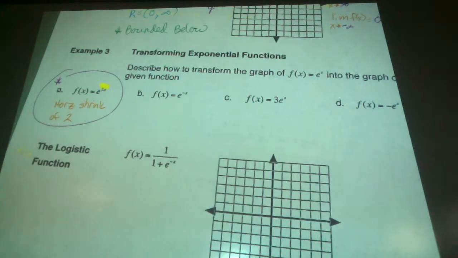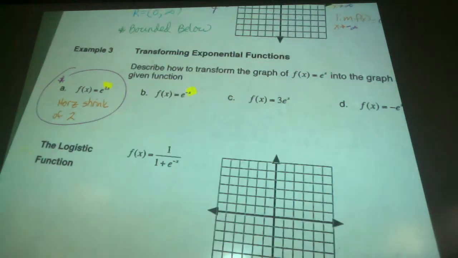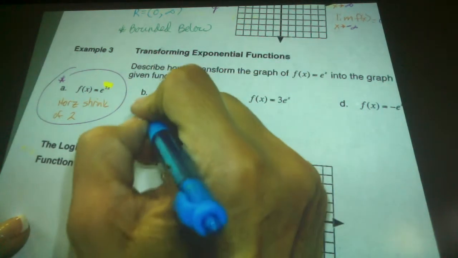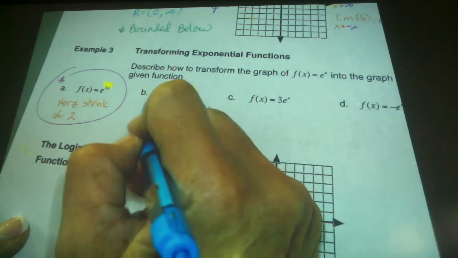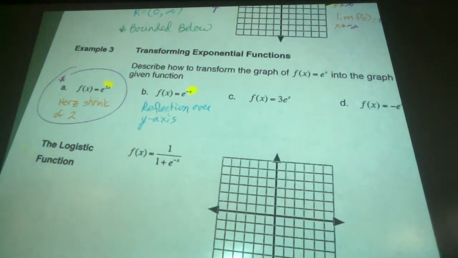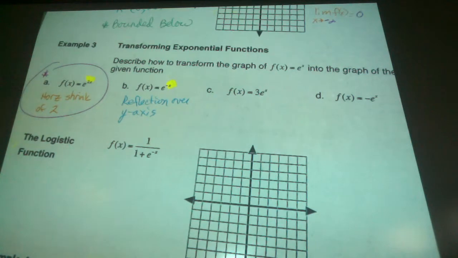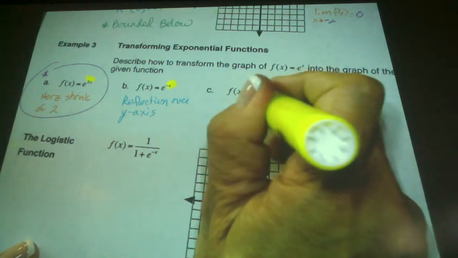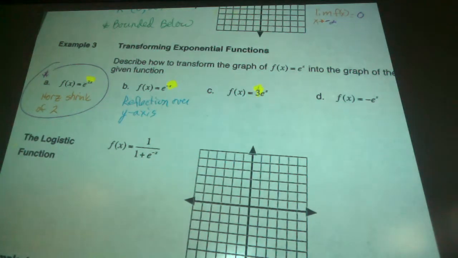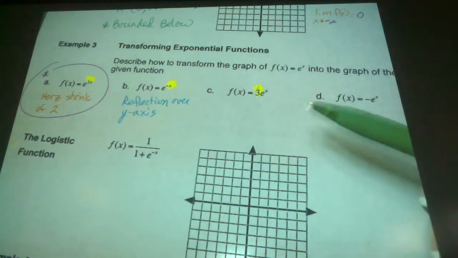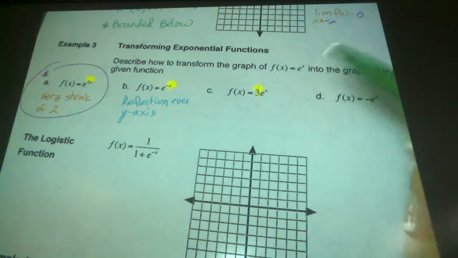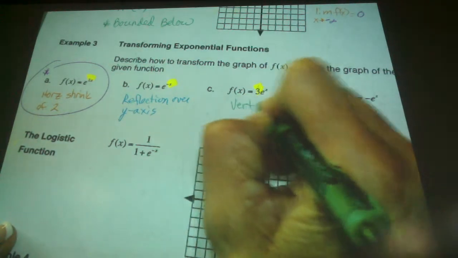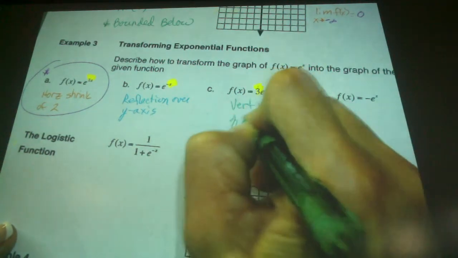So what do you think the e to the negative x is going to do? It is affecting the x, and negative is always a reflection. Because it's affecting the x, it's reflected over the y-axis. Outside the function of 3, this part did not change. What is that? It's multiplication on the outside. It's affecting the y, the whole function. So y is vertical. Because it's greater than 1, it is a vertical stretch of 3.